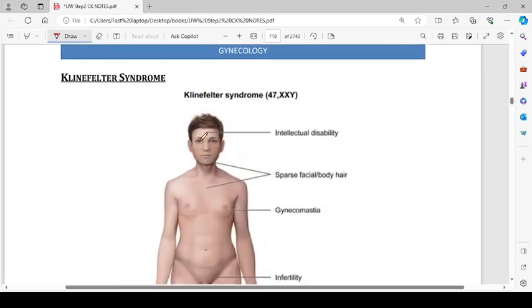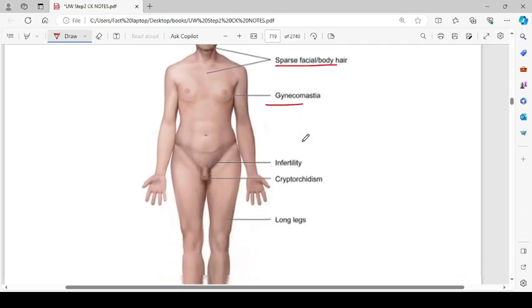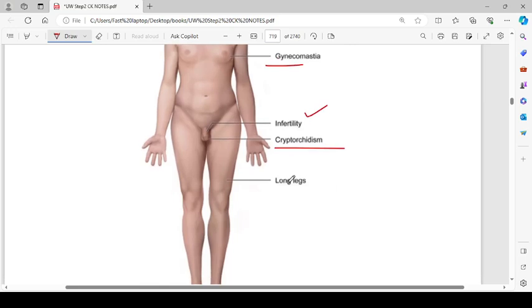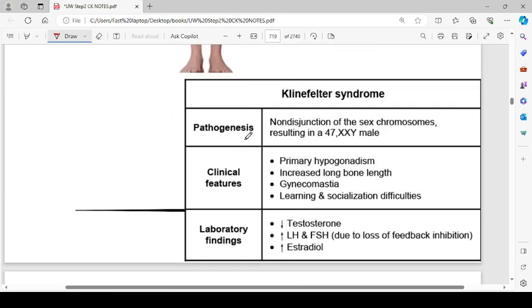Klinefelter syndrome, it is a 47XXY condition. There will be intellectual disability, sparse facial or body hair, gynecomastia, infertility, cryptorchidism, long legs. In Klinefelter syndrome, the pathogenesis is non-disjunction of sex chromosomes resulting in a 47XXY male.